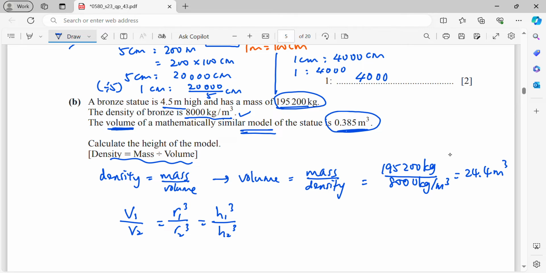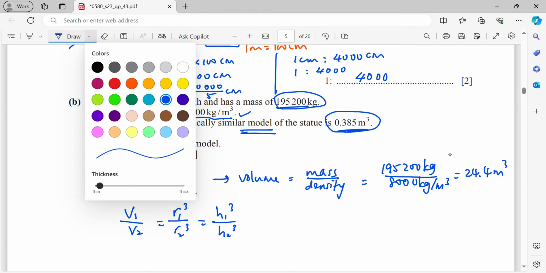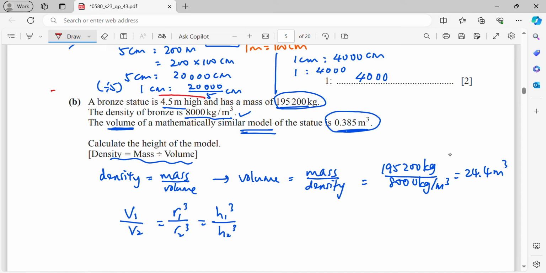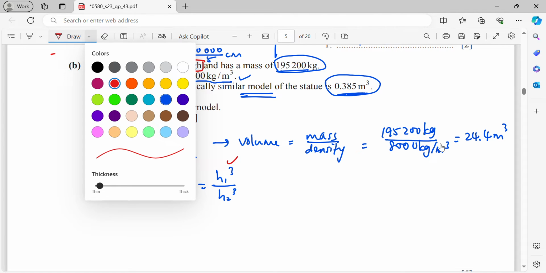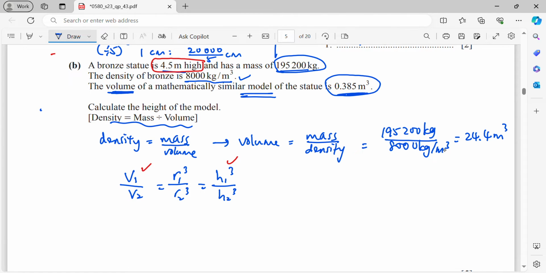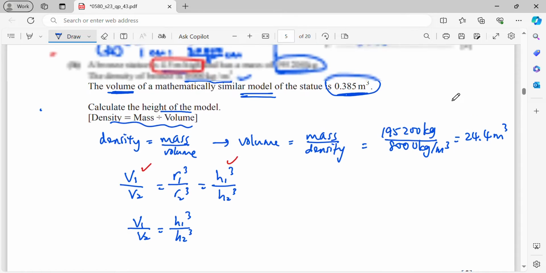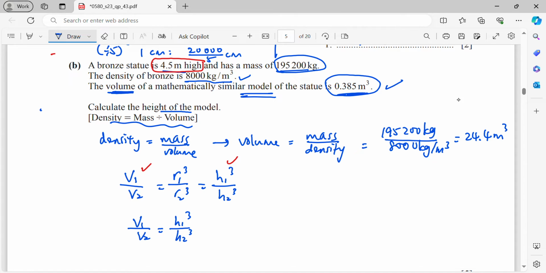So you can refer to the R and H. But the question here gives height, which is H, so I'm going to use the first and third. From here, I will say V1 over V2 equals H1 cube over H2 cube. Now I want to find the height of the model, and given that the model has this volume, the 1 is the model, so I will write M for model.